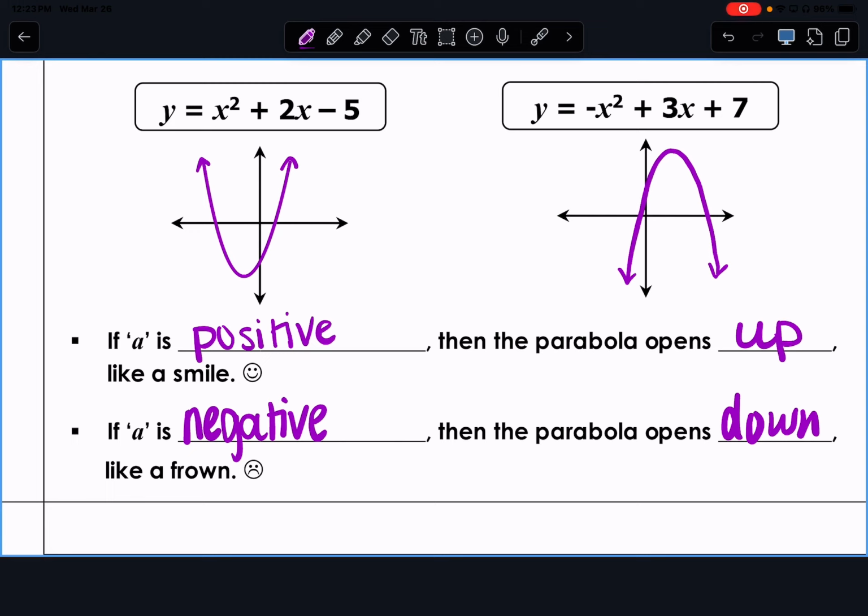You messed it up. No, I didn't. Goodness, Taylor. Every time we try to get this graph down. Positive opens up, negative goes down.